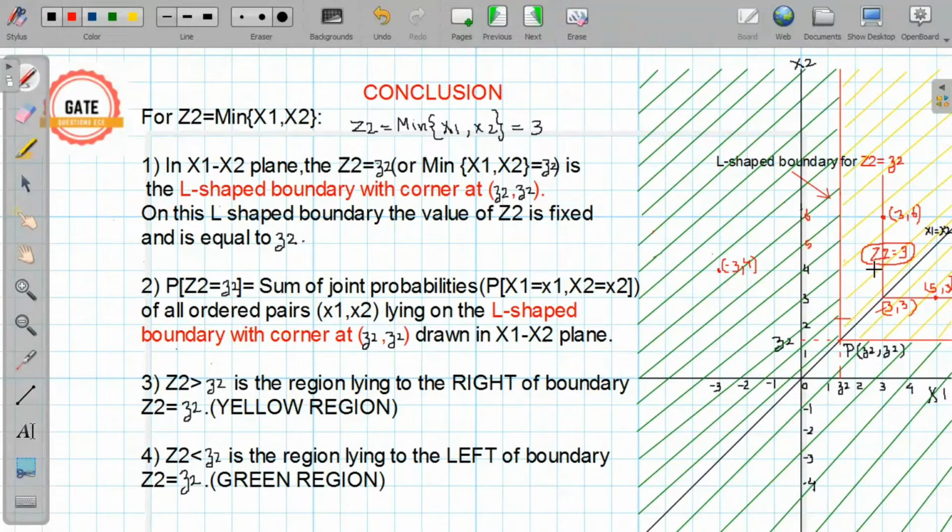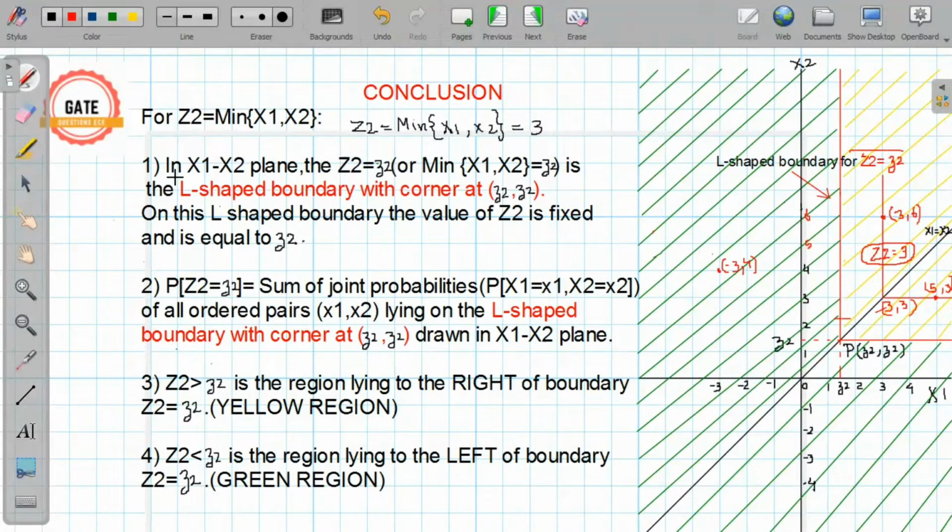So we can generalize this observation that any such L-shaped boundary with corner at 3, 3 will be the boundary for Z2 is equal to 3. We can generalize this observation that any L-shaped boundary with corner at z2, z2 will be the boundary for capital Z2 is equal to small z2, where small z2 is the corner point of this L-shaped boundary. So this is the first conclusion.